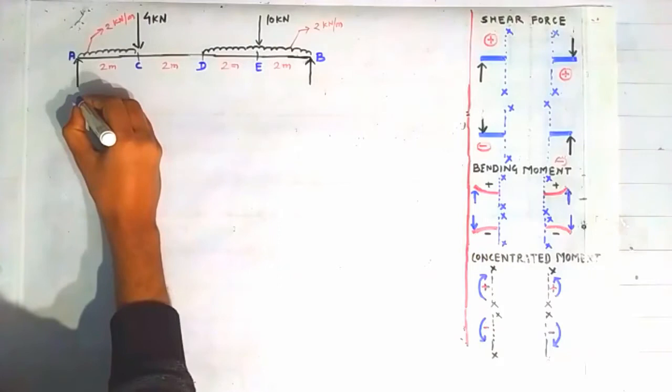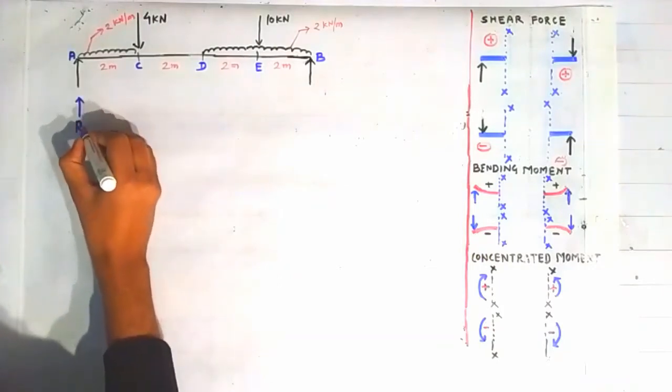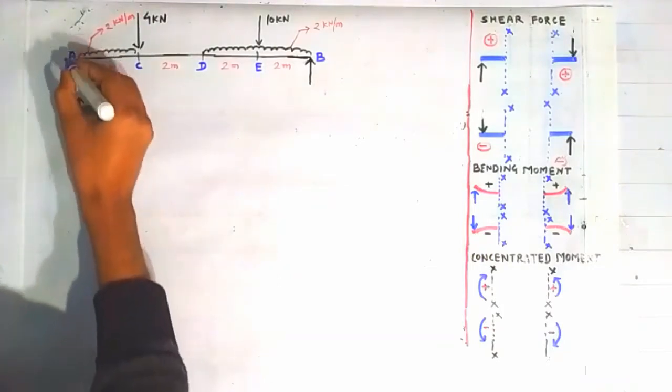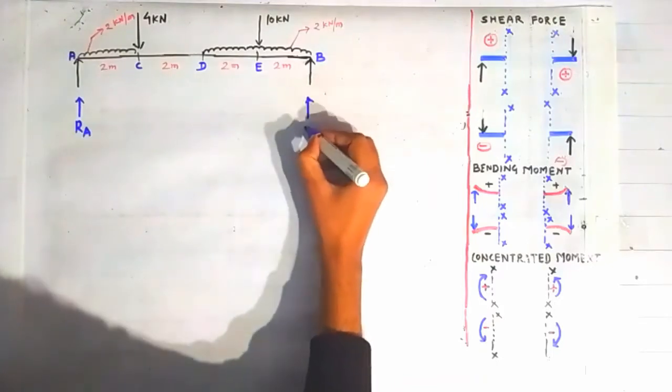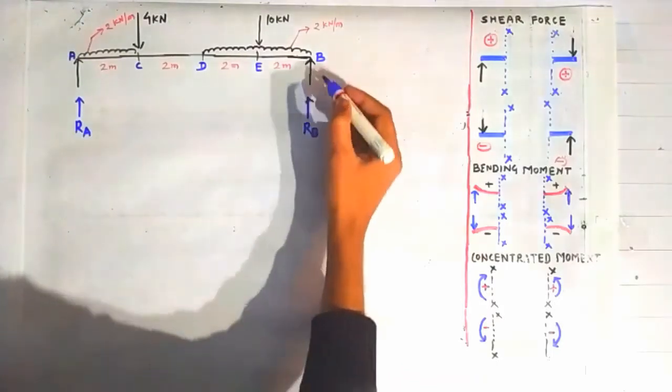So the first step is the assumption of the reactions. Suppose RA is acting in the vertically upward direction at point A, and RB is acting in the vertically upward direction at point B.